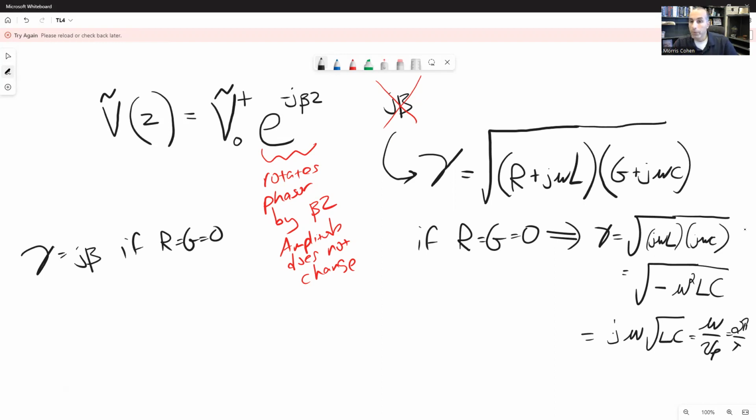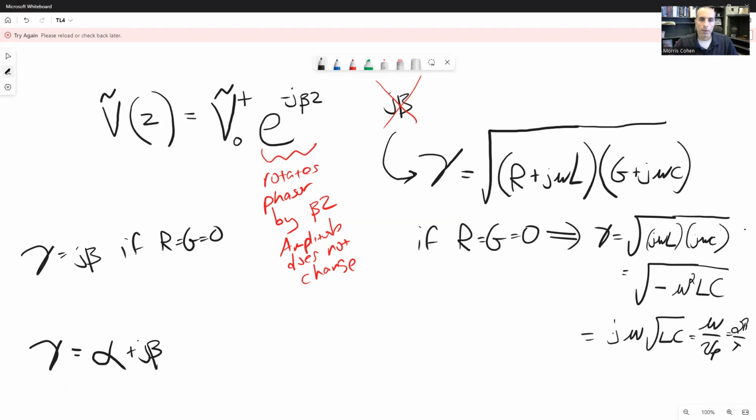All right. However, in general, if R and G are non-zero, then this gamma is going to have complex values, right? Which means gamma is going to be equal to the following. It's going to have that same imaginary part to it. We're going to call that J beta, but it's also going to have a value of alpha, right? And alpha is basically going to pop out whenever R or G are non-zero.